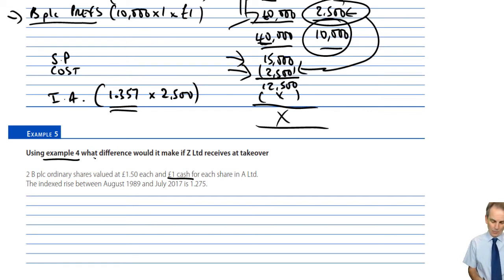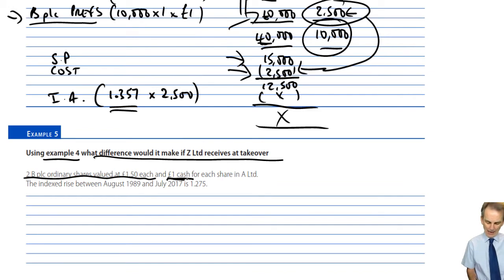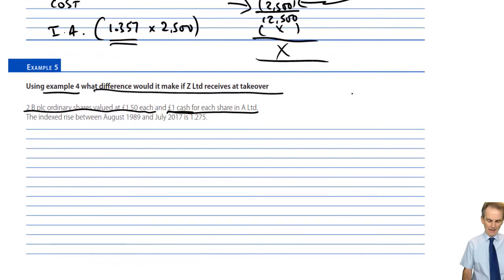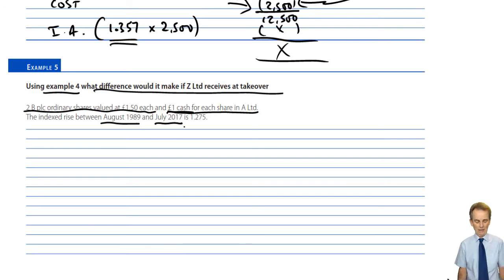As per example 4, but what difference would it make if Z Limited receives at the time of takeover, again, exactly the same ordinary shares, 2 BPLC ordinary shares valued at £1.50, and instead of £1 worth effectively of preference shares, we get £1 cash for each share in A Limited. And again, they give us an index rise from August 89, this time correctly through to July 17, because what we now need to do is to establish at the point of takeover, you've received cash. If you've received cash, there is a gain to be computed. The cash receipt being your sales proceeds, you need a figure of cost, obviously, to put against that, and with it, a figure of indexation. So that indexation factor now, 1.275, we're just saying to use here.